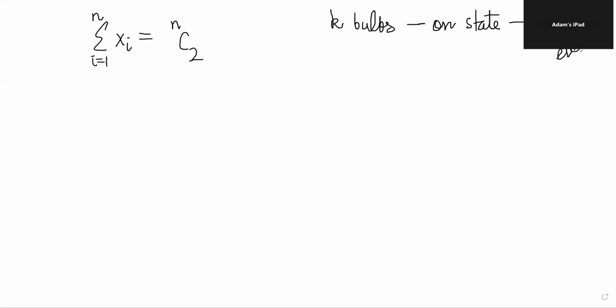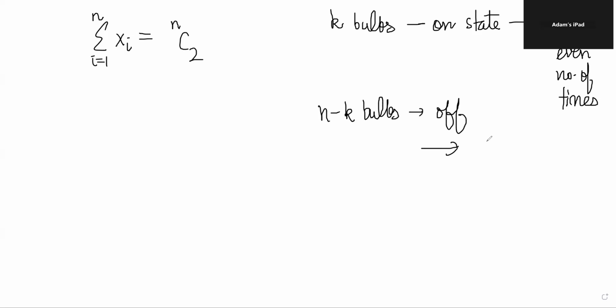So the summation of xi, i from 1 to n, is equal to NC2, and there are K bulbs which started from the on state. Basically, to keep them on, they have to be flipped an even number of times. And there are N minus K bulbs that were starting from the off state, and they have to be flipped an odd number of times. Correct?